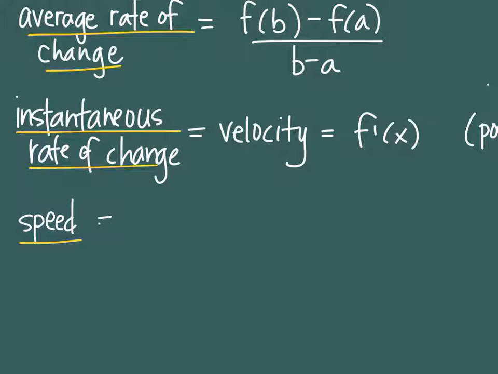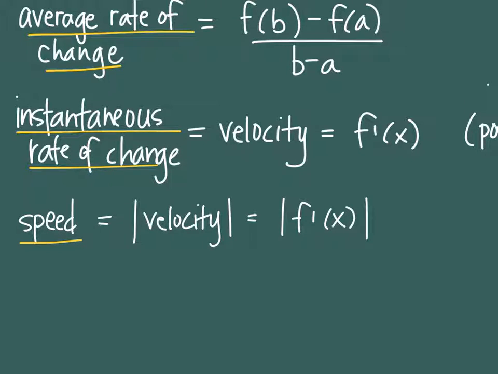Speed, by definition, is the absolute value of velocity. And so it will be the absolute value of whatever the derivative was. So that is speed. In our society, in our vernacular, when we talk about this, we usually talk about speed. We don't talk about velocity.